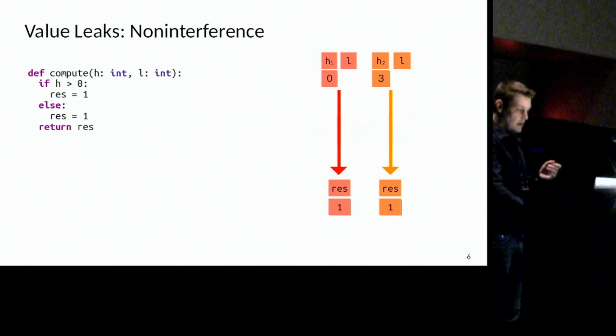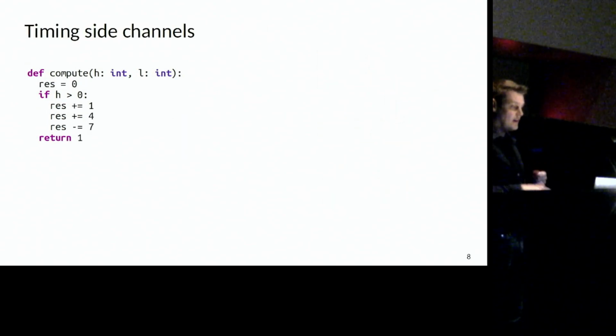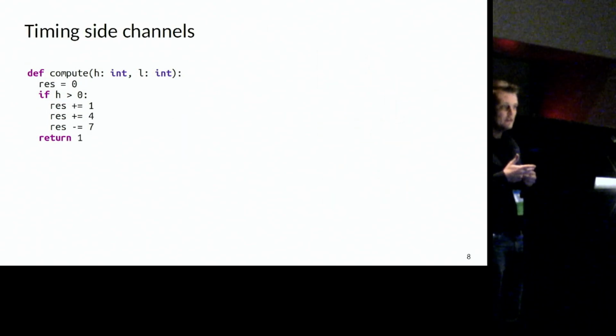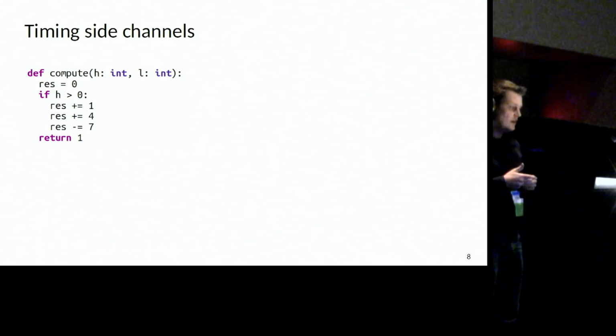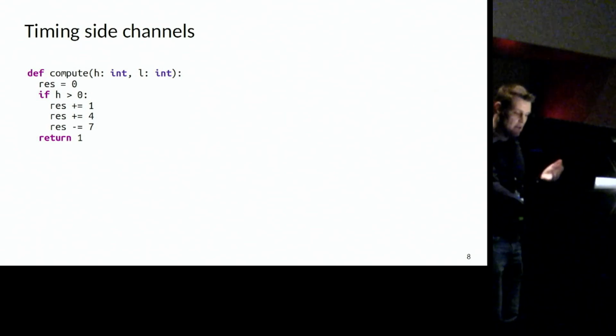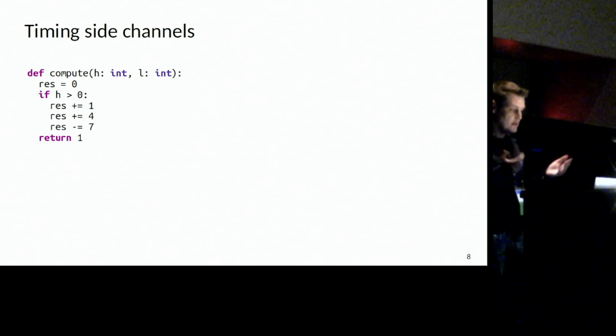Now obviously, and as we've already heard, result values aren't the only way to leak secret information. We could have timing side channels, for example. Here's a program that, depending on the value of the secret input H, does more or less work and probably will take longer or, well, less time. So if we have an attacker that can observe timing, then they might be able to conclude something about H.